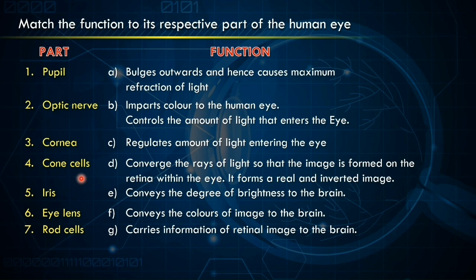Next see cone cells. So definitely we know that cone cells are responsible for color perception. So option F is the correct match. It conveys the colors of image to the brain.